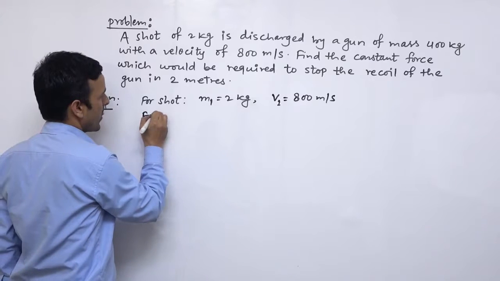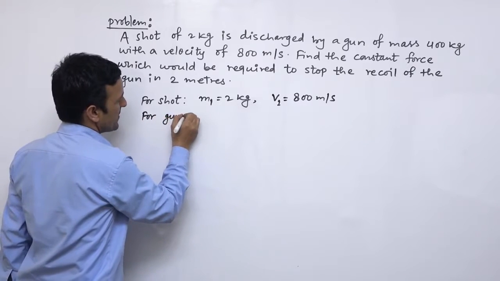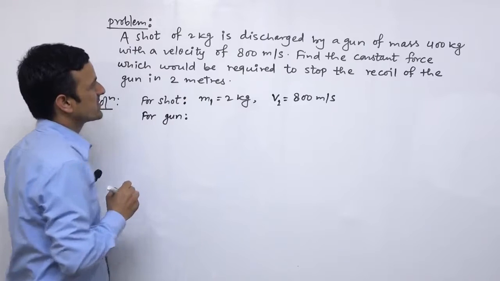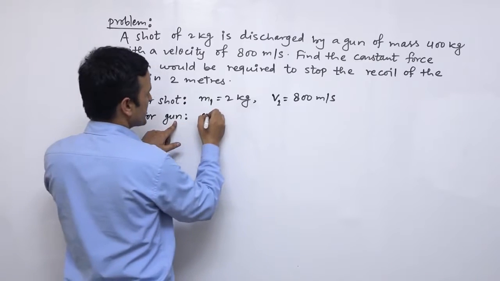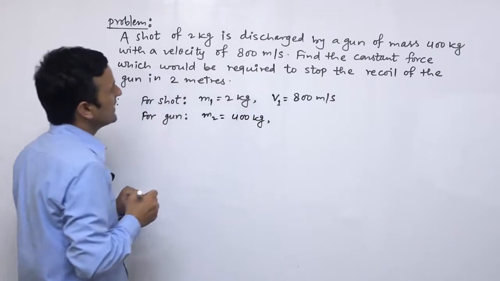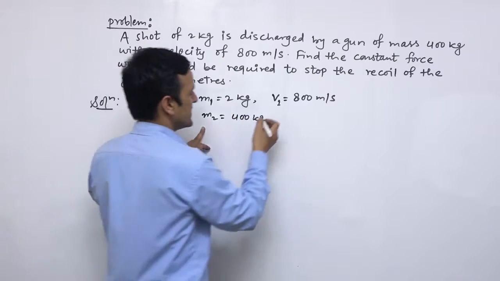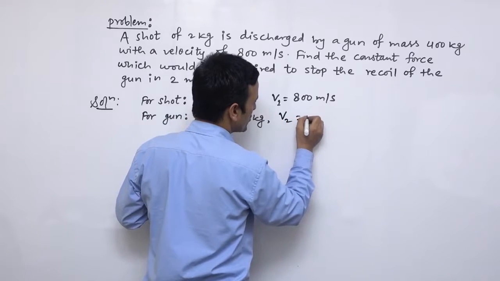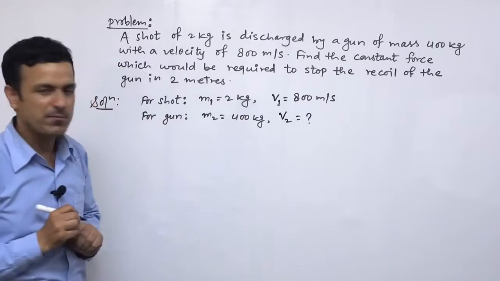And for the gun we have also the gun mass, the bullet is in the gun. So we have the mass of the gun m2 is equal to 400 kg and its velocity is unknown. So v2 is equal to what?